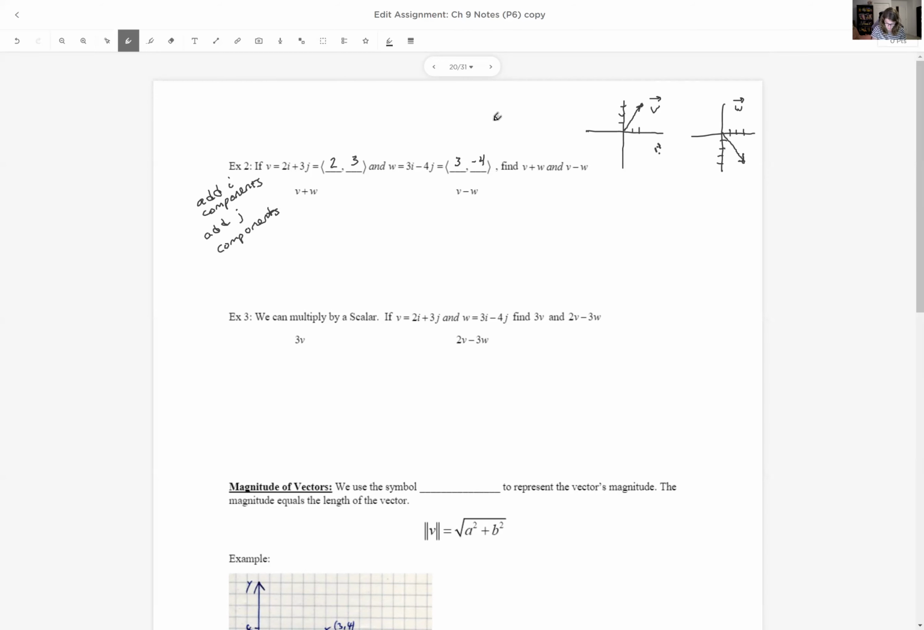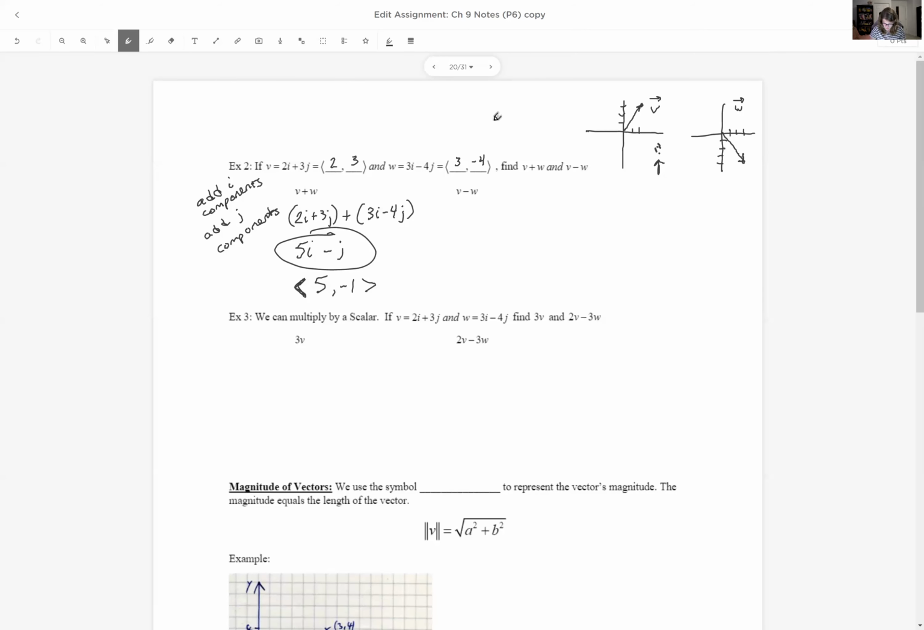So v plus w would be, you would take your 2i plus 3j, and you're adding 3i minus 4j. So it's kind of like terms almost. 2i plus 3i, that would be 5i. 3j plus negative 4j is negative 1j. So write it like that, or we can write it in bracket notation, which would be 5 comma negative 1. Which makes sense for this little spot of points that I drew, right? Go 5 right, down 1.